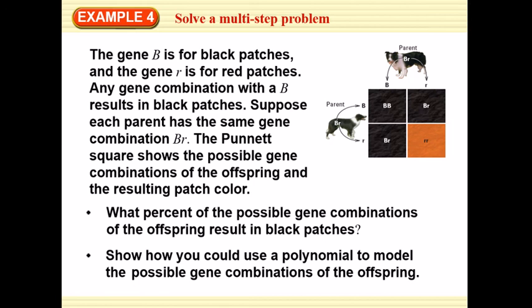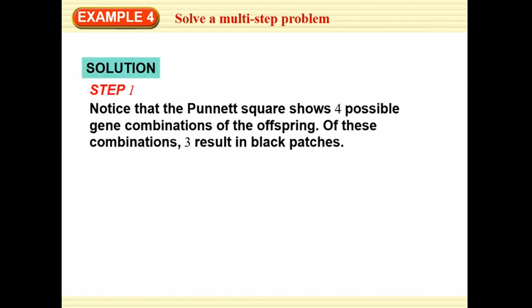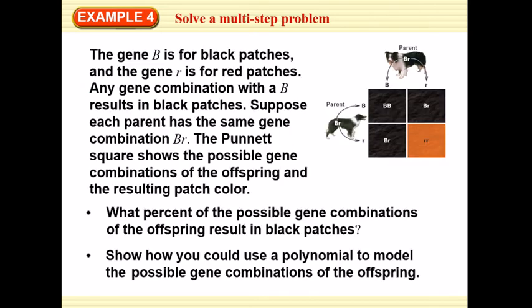What percent of the gene combinations of the offspring will result in black patches, and then show how you could use a polynomial to model the possible gene combinations of the offspring. Alright, so taking it one step at a time, notice that the Punnett square shows 4 possible gene combinations. If I go back to it, I've got the BB, I've got 2 BRs, and then I've got RR for red.